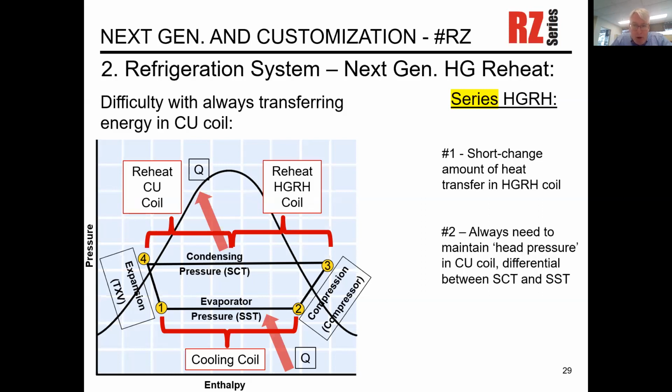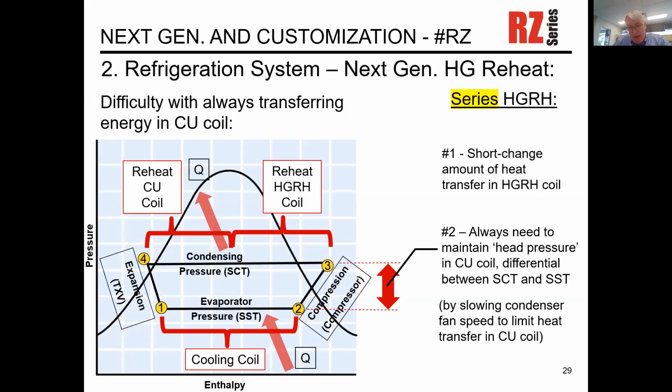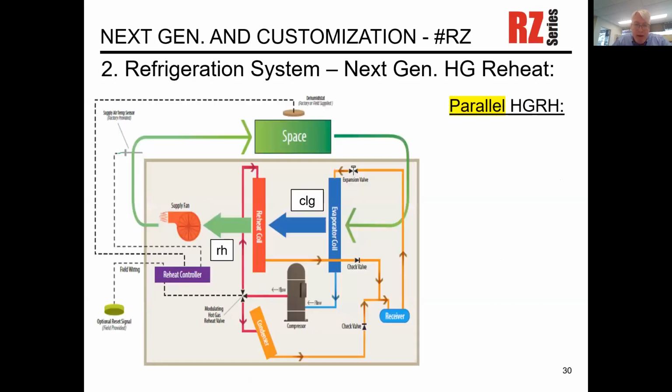The second part that you must realize is that you always have to maintain a head pressure differential between your evaporating temperature and your condensing temperature. This is depicted here between the two. This is for your refrigeration cycle so that your compressor can still operate as a pump. You typically do this by slowing your condenser fan speed to limit the amount of heat transfer in your condenser coil. So that's series. Now we're going to look at parallel.